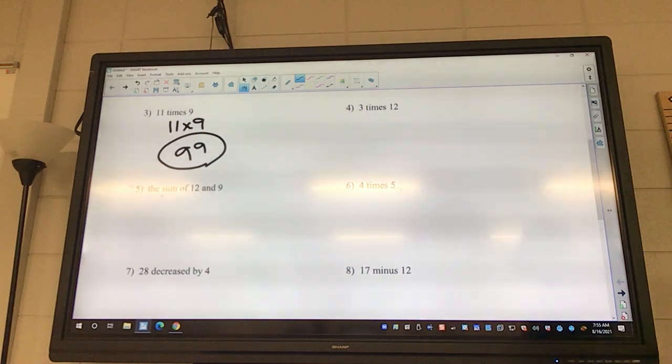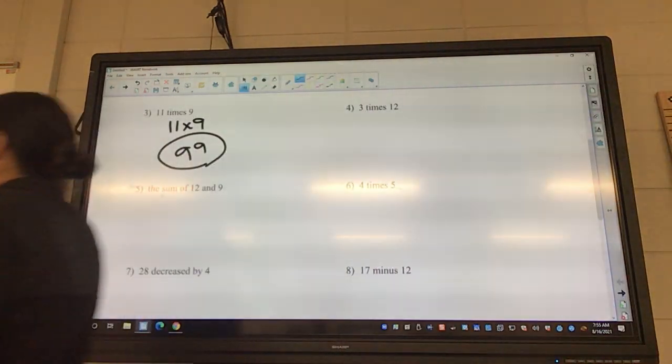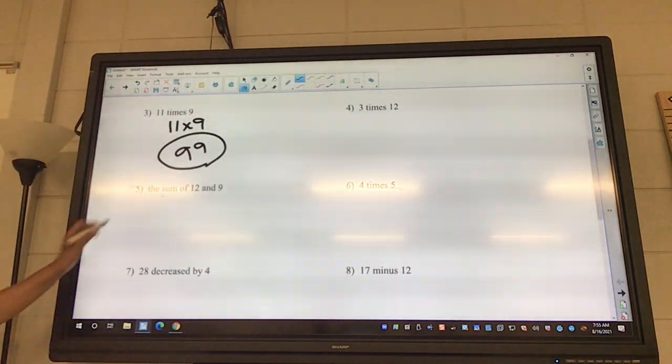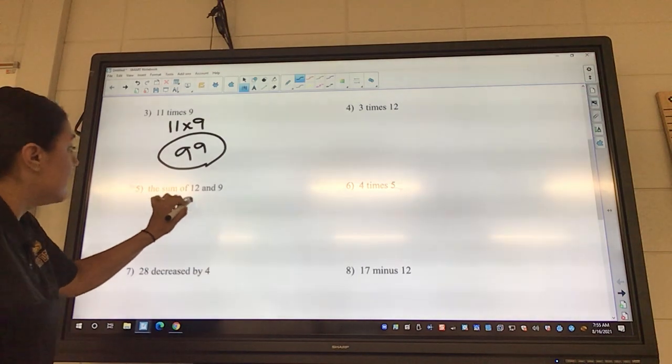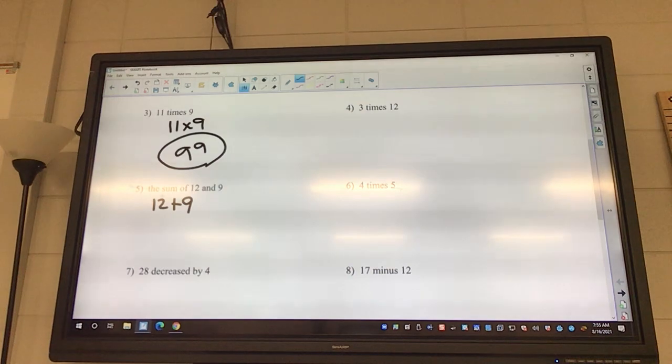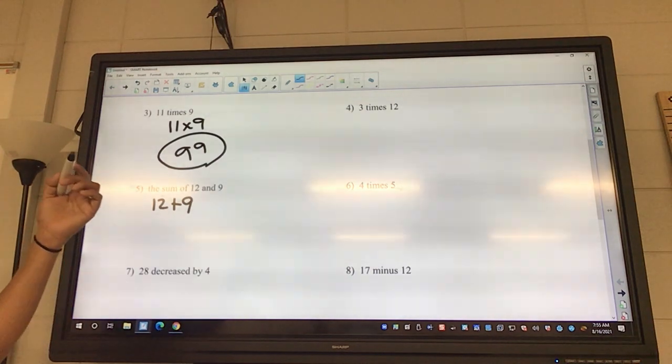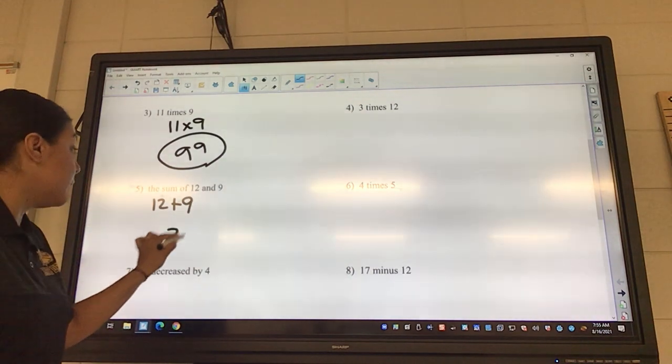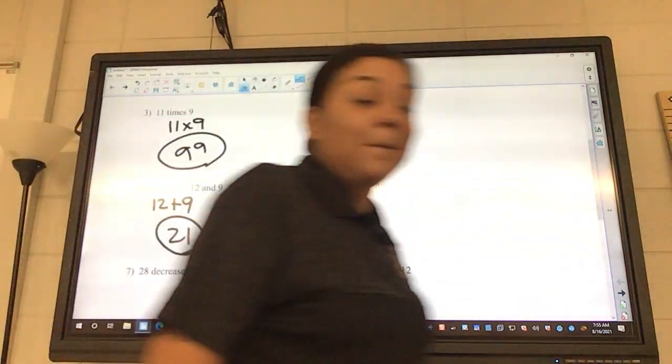The sum of 12 and 9. What does sum mean? Addition. So it's really 12 plus 9. What is 12 plus 9? 21? Somebody agree? You trust his math? I'll write down whatever you guys tell me. If it's wrong, it's wrong.